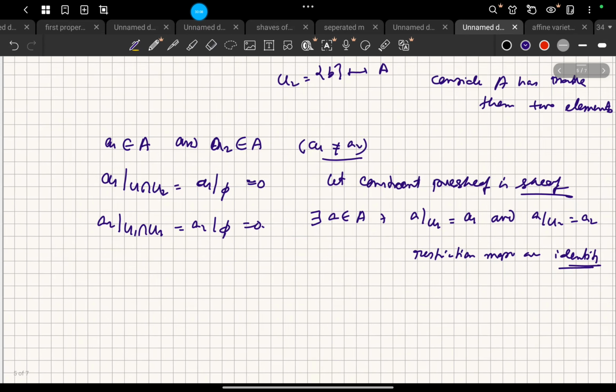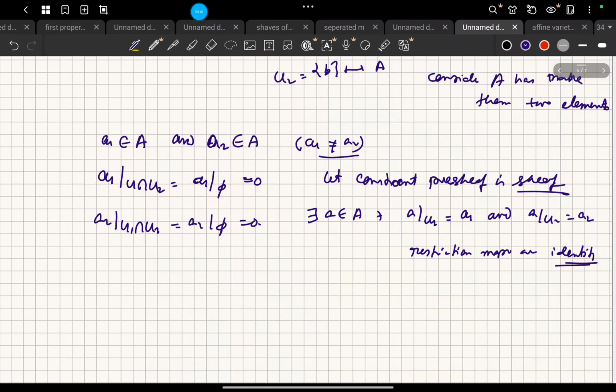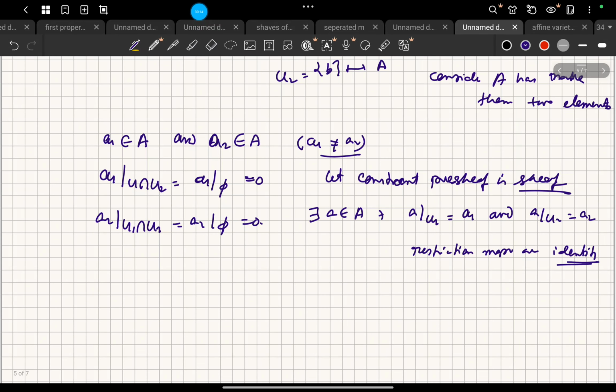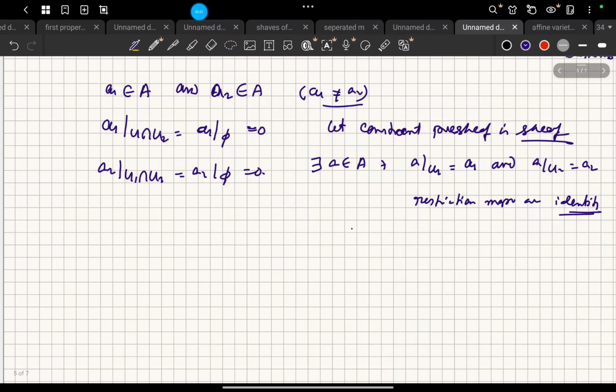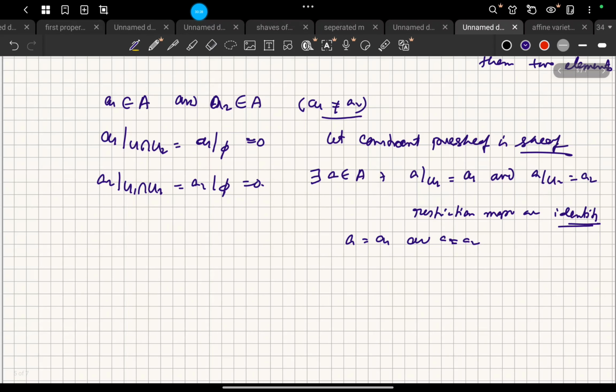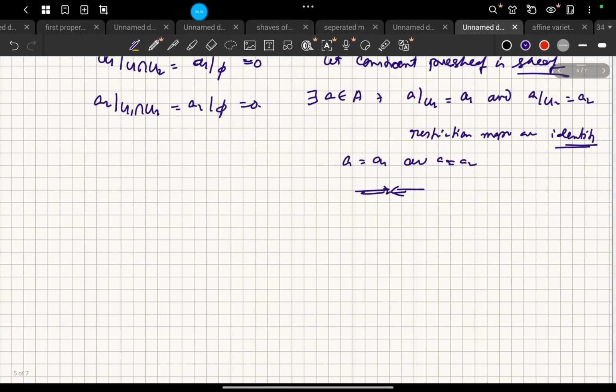In a constant presheaf, the restriction maps are identities. So that means a has to be A1 and, as well, a has to be A2. But we have chosen A to be an abelian group with more than two elements, and we inserted the condition that A1 is not equal to A2. That means here is the contradiction. So a constant presheaf may not always be a sheaf.